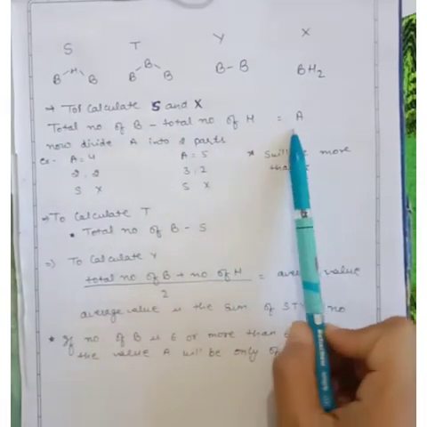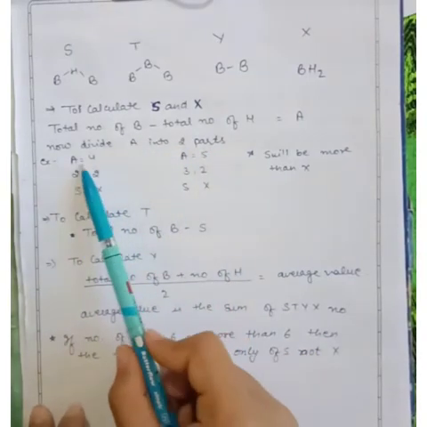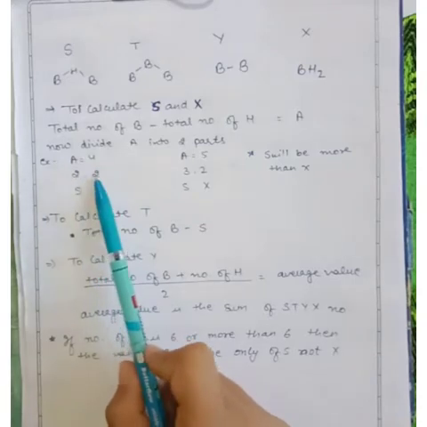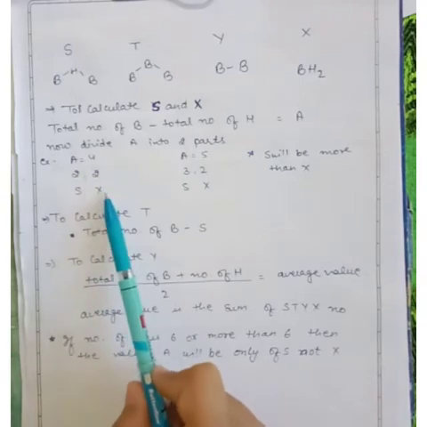Suppose we get a value A. Now divide this A value into two parts. Let's take an example. A is 4, so we divide this into two parts, 2 and 2. Now this value will be of S and this is of X.